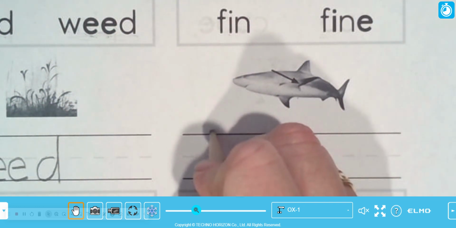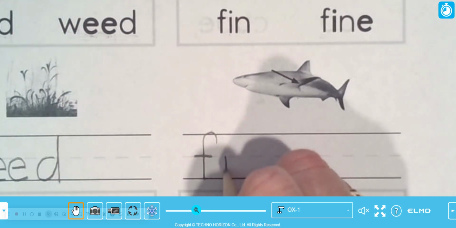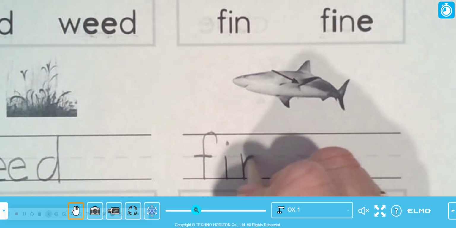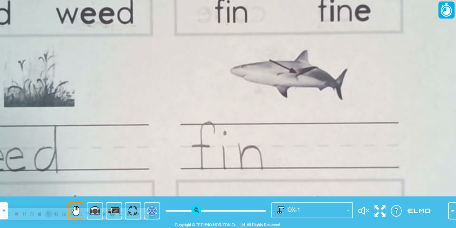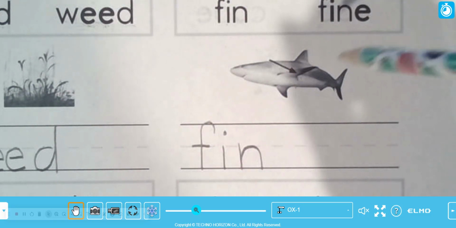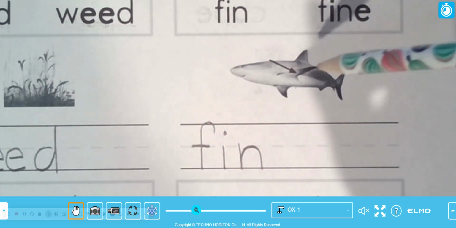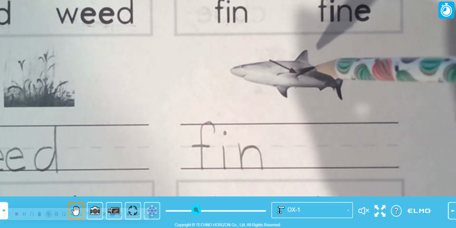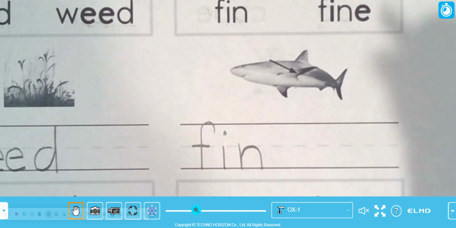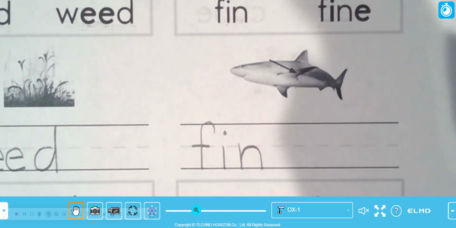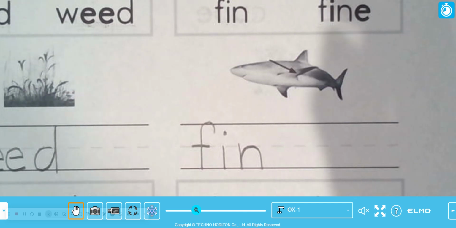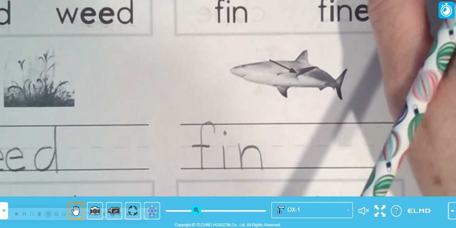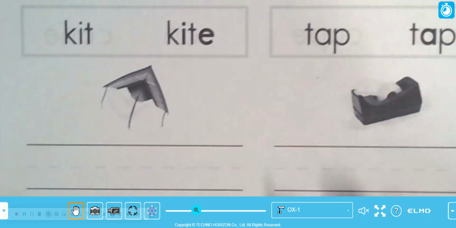Okay, so let's write down fin. Go ahead and write it down. And as you're writing it down, I'm going to give you a sentence. Sharks use their fins to swim quickly through the water. Fin. Now, you and I, we don't have a fin. We have hands, so we have to use our hands to swim. Okay. Hopefully you're done writing fin. And if you're not, pause the video because we're moving on to the next word.